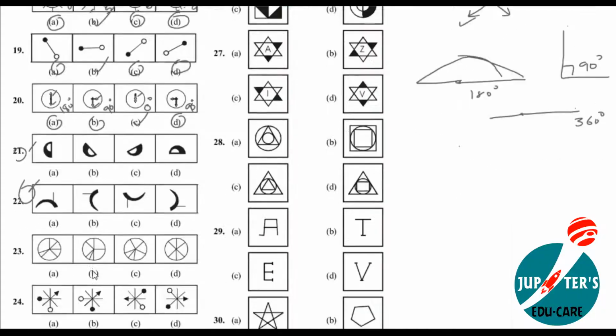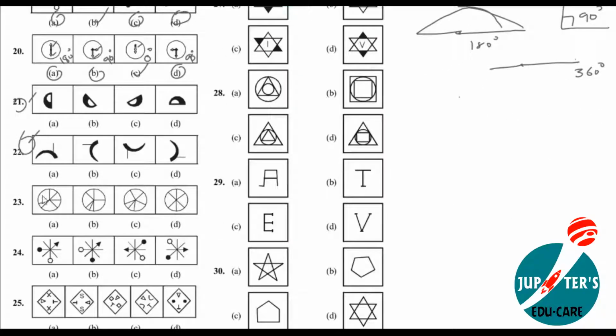Next, question number 23. See, in option A, 1, 2, 3, 4, 5, 6. It is divided into 6 parts. In option B, 1, 2, 3, 4, 5, 6. It is also divided into 6 parts. In option C also it is divided into 6 parts. Option D, 1, 2, 3, 4, 5, 6. In option D also it is divided into 6 parts.